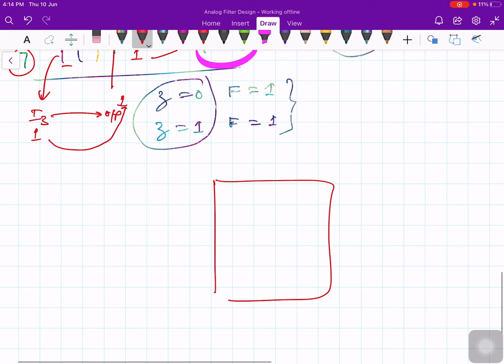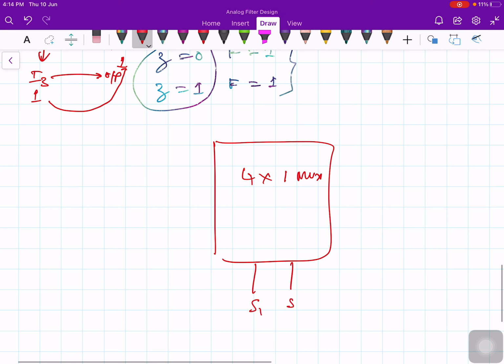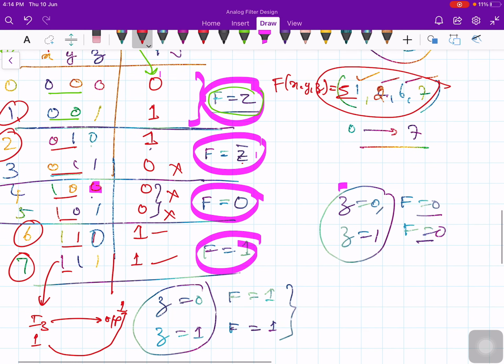So I have a 4x1 mux and 2 selection lines S1 and S0. If 0 0, you are choosing I naught to the output, yes or no? I naught to the output. Now in the output, when the combinations are 0 0, what is there in the output? Z. Therefore this I naught is equal to Z. So wherever you find I naught, there you put a Z. That's it.